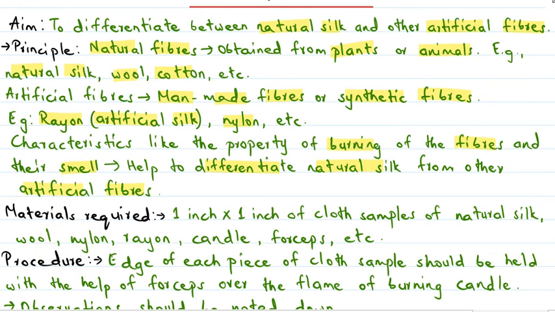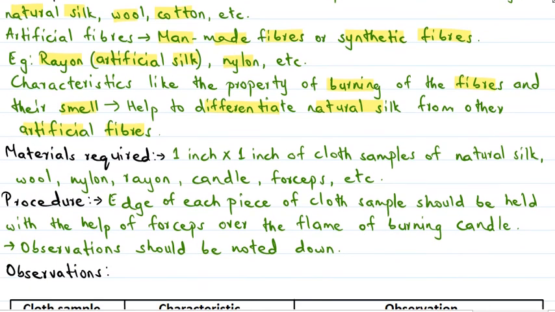So what are the materials that were required to perform the experiment? We required 1 cross 1 inch of cloth samples of natural silk, wool, nylon, rayon, candle, forceps, etc. So, how to perform the experiment? Each piece of the cloth sample should be held by its edge over the flame of a burning candle, and then the observations should be noted down.